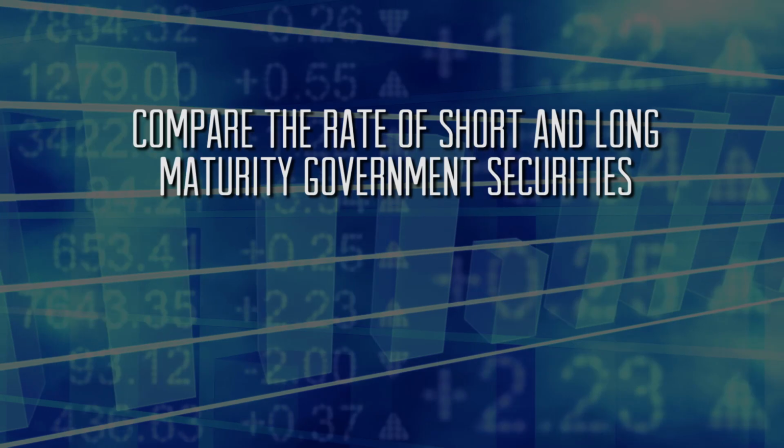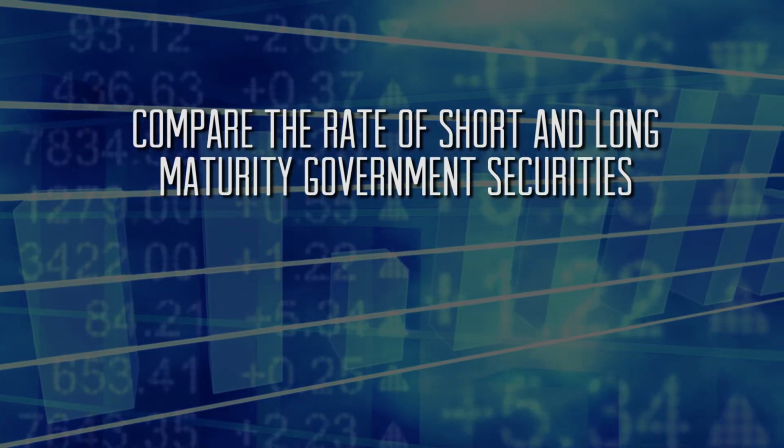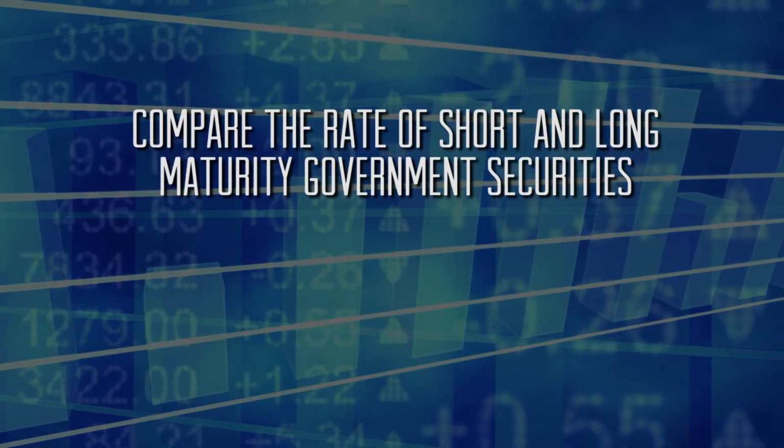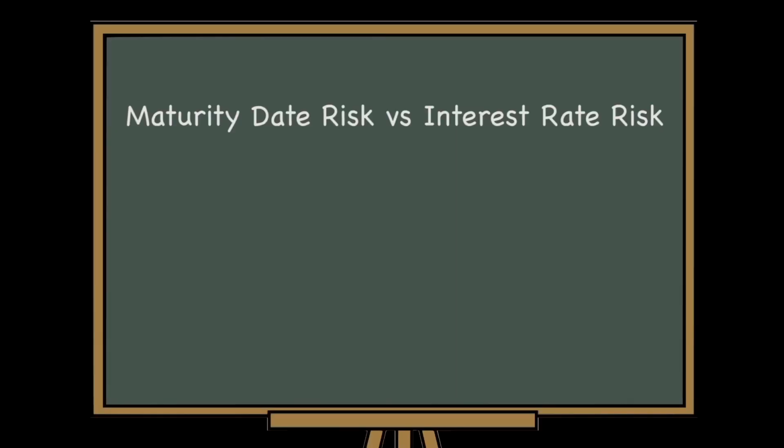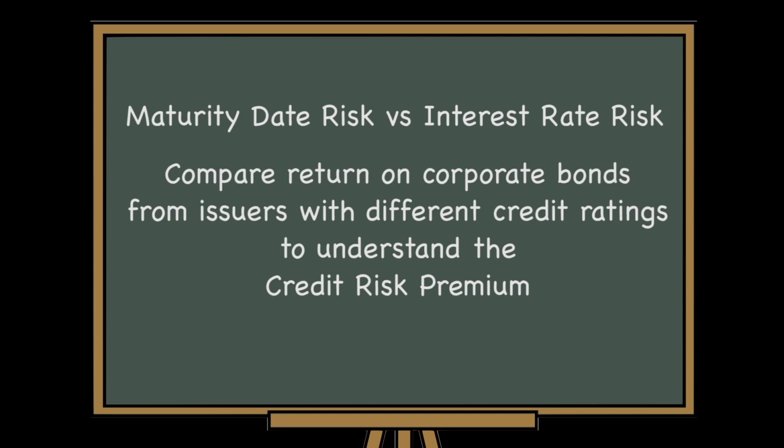To separate maturity date risk from interest rate risk, we can compare the rate of short and long maturity government securities. This is called the yield curve. Having quantified these two risks, we can compare the return on corporate bonds from issuers with different credit ratings to understand the credit risk premium.